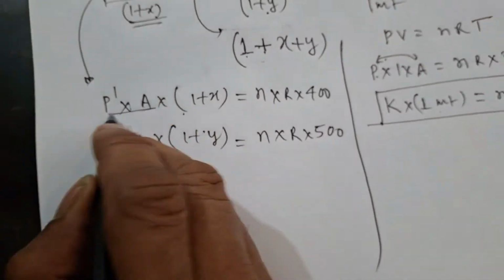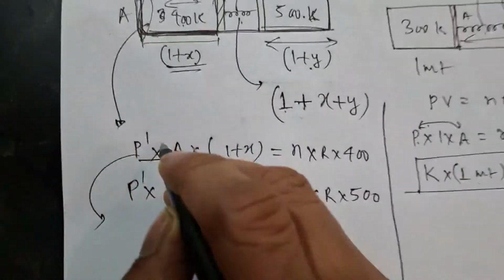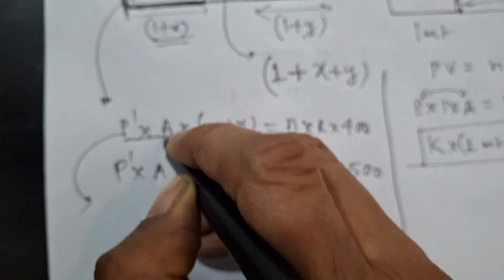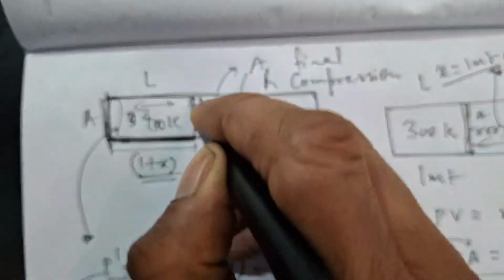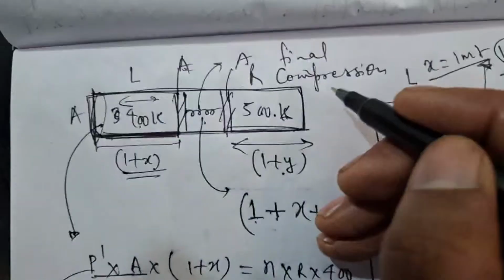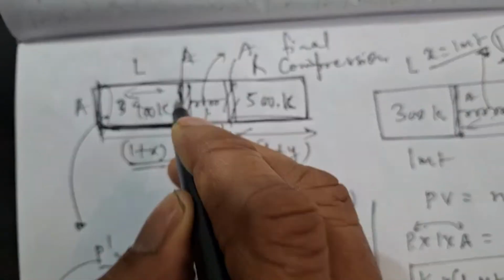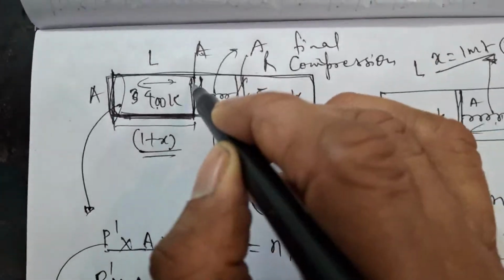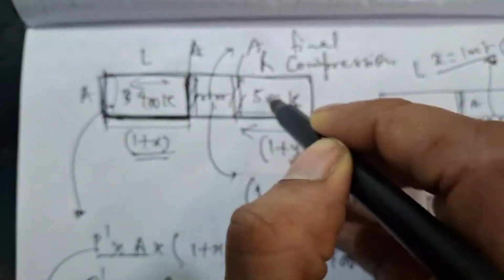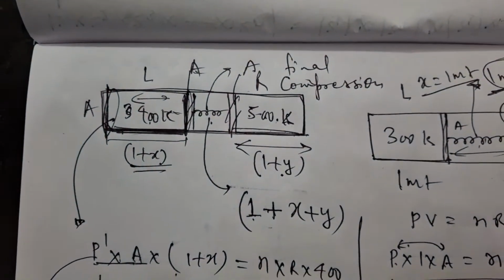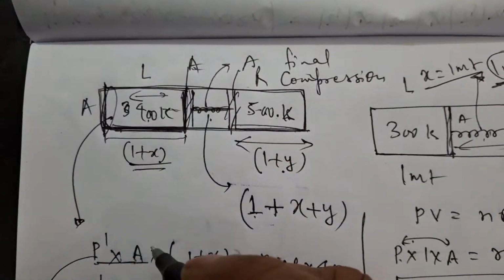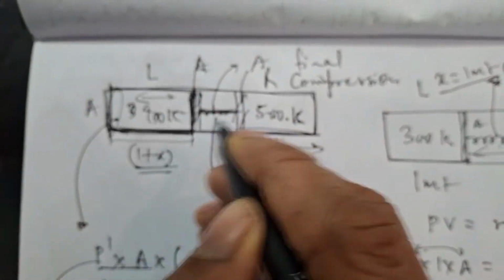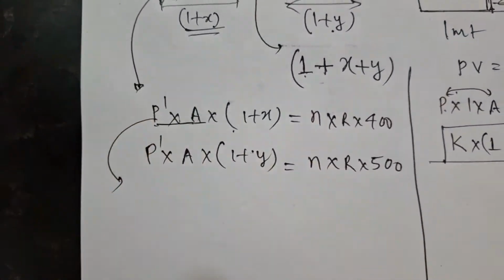Now pressure into area, how much? Pressure into area means Kx. Pressure into area means Kx, because see, area here is constant. Here also area, both areas same. This means rise in pressure also same. Both carrying same pressure. See once. Because this is a stationary system. Since system is static, so pressure P prime in both cases.